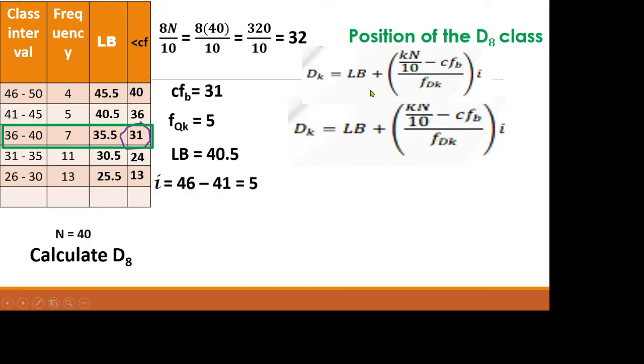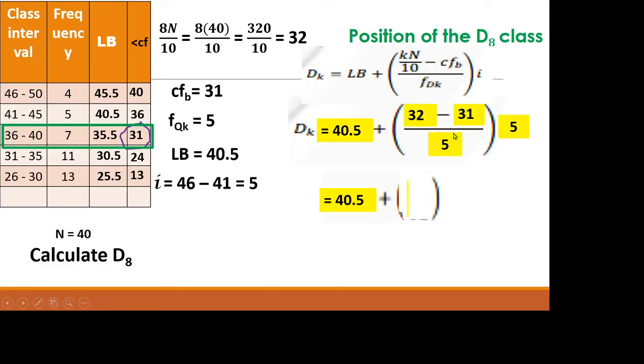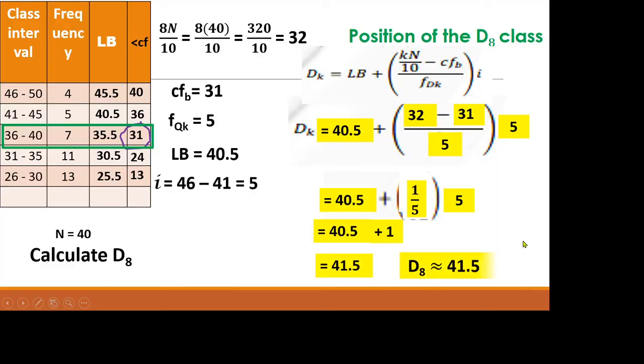Okay, so substitute na natin. So, 40.5 plus 32 minus 31 over 5 times interval of 5. So, simplifying, 32 minus 31 is 1 over 5 times 5. So, we have copy 40.5 plus 1 times 5 is 5 divided by 5 is 1. And then, add na lang, we got 41.5. So, that is D sub 8.